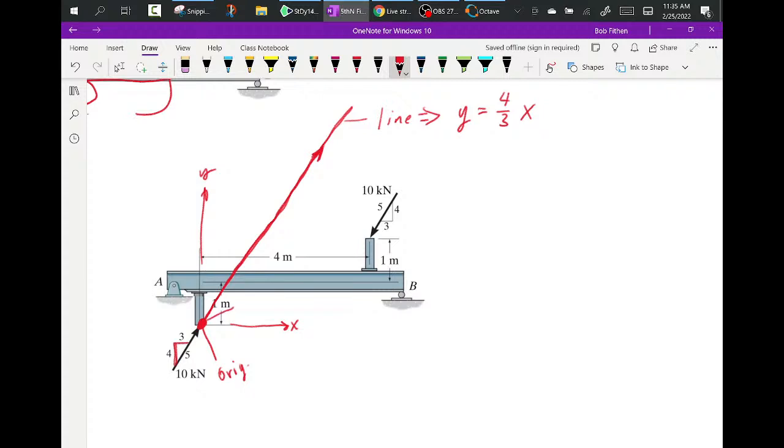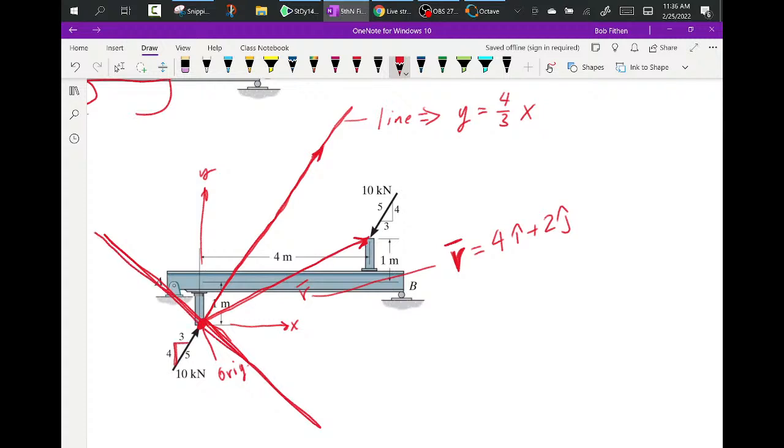Now I'm going to draw a vector to that point. I don't know what to call this except to call it R. And that vector R is going to be going over to the x of 4 and up to 2. Now I could have used a ruler here. I'm going to draw this.